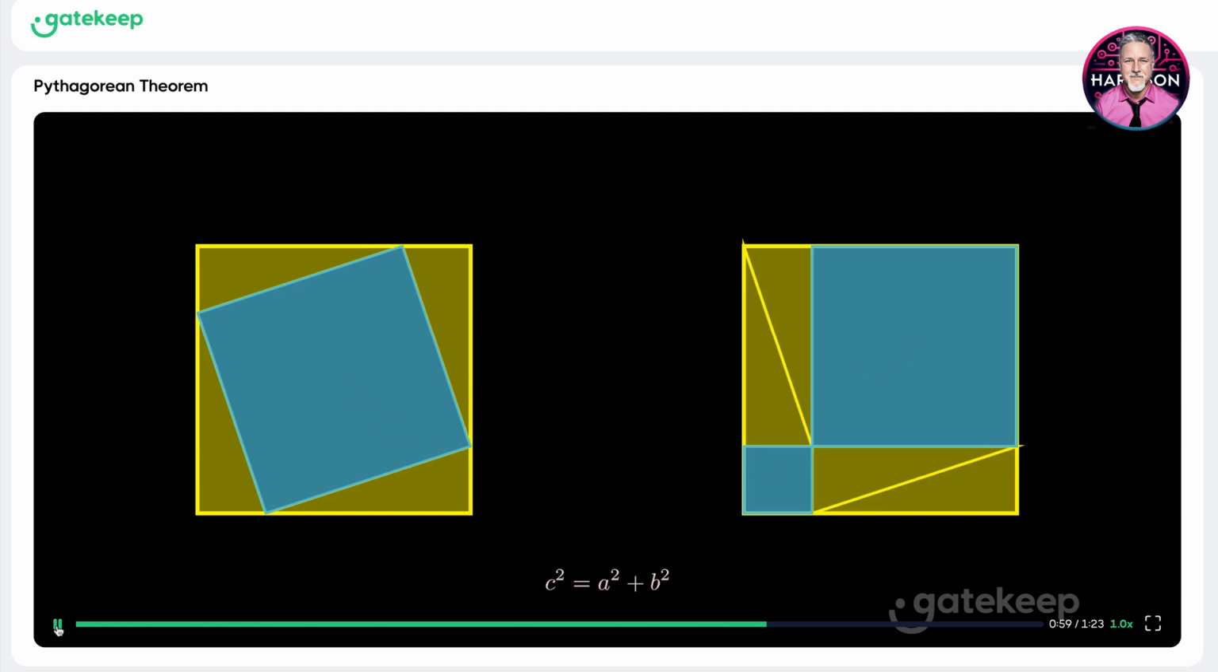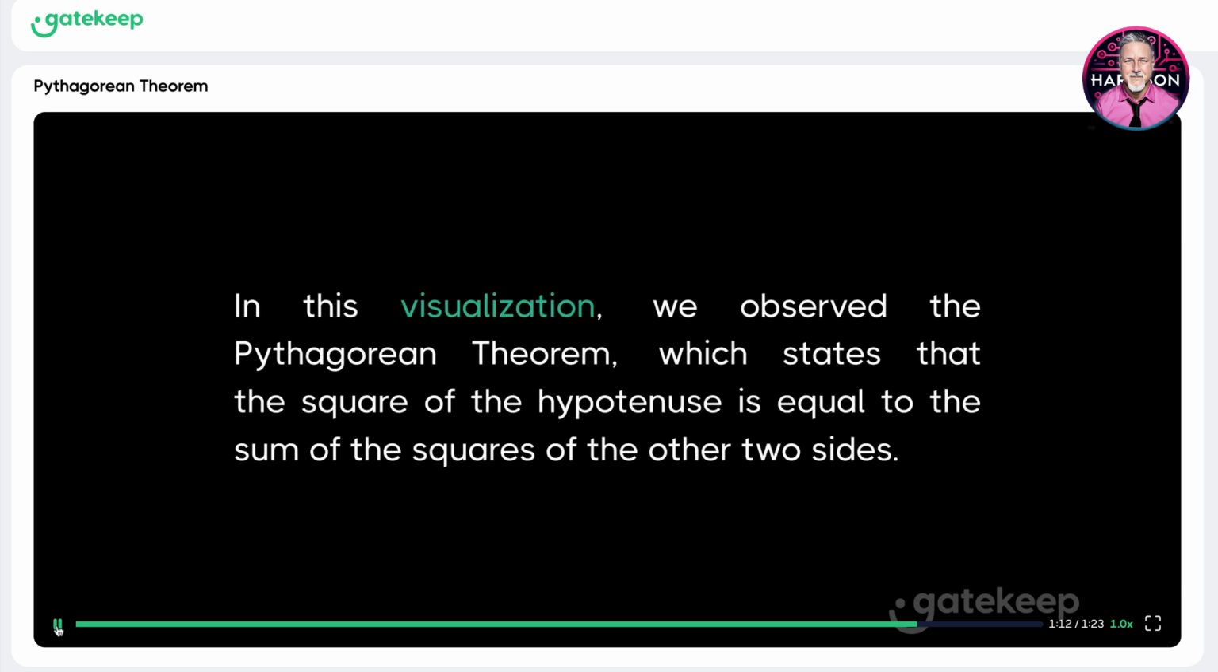This leads us to the elegant conclusion of the Pythagorean theorem, which states that the square of the hypotenuse is equal to the sum of the squares of the other 2 sides. In this visualization, we observed the Pythagorean theorem, which states that the square of the hypotenuse is equal to the sum of the squares of the other 2 sides.